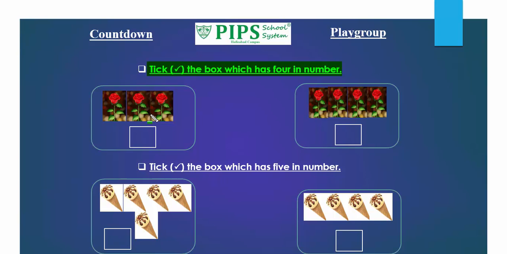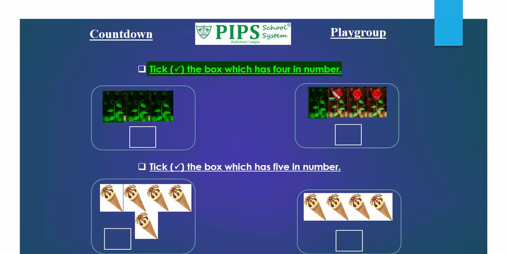Playgroup class, count with me. How many flowers are in the first box? Let us count. 1, 2, 3. These are 3 flowers. How many flowers are there? These are 3 flowers. Let us count how many flowers are in the second box.